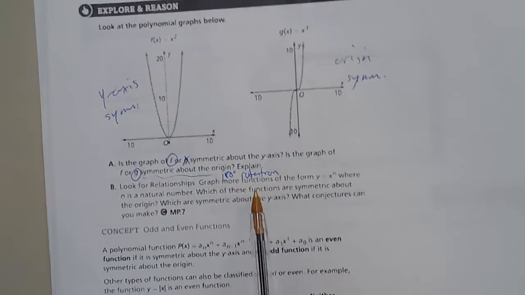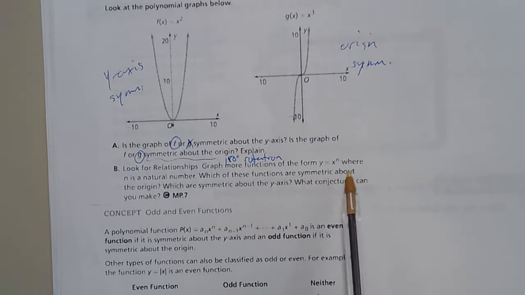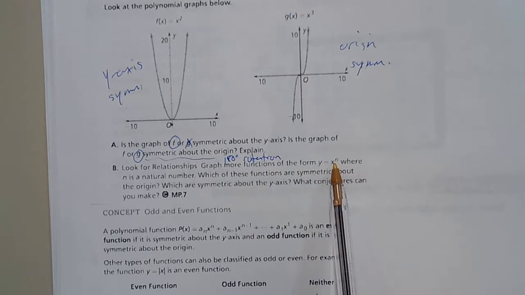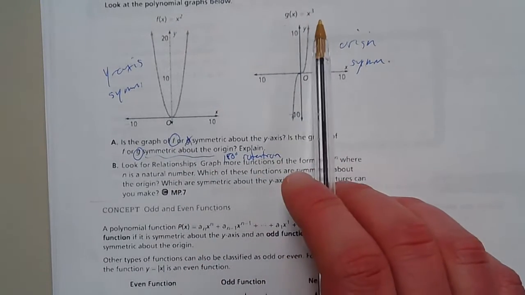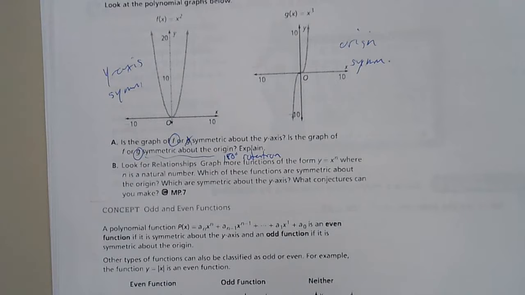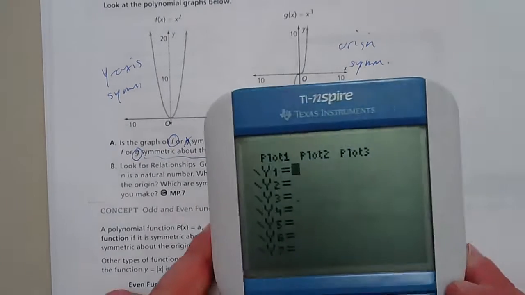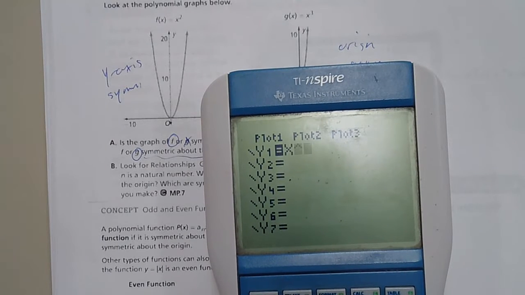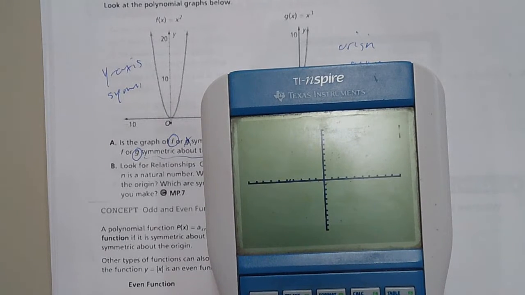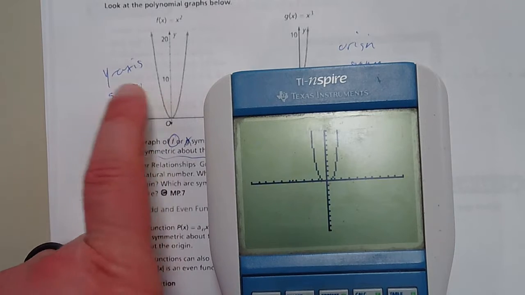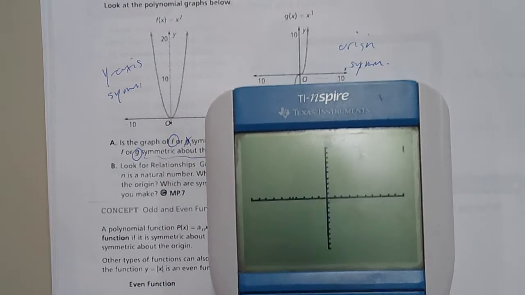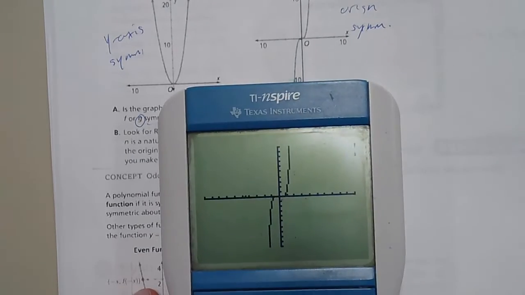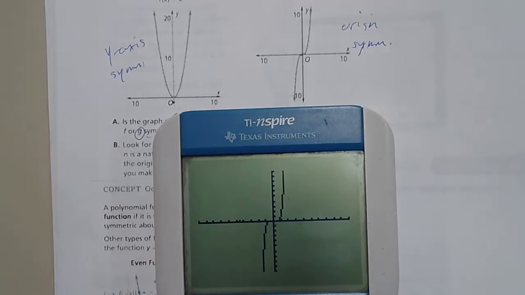Part B says graph more functions that are in these formats where n is a natural number. So like x to the third, the fourth, the fifth, the sixth, because this was x squared and x to the third. So saying, what if you go x to the fourth, x to the fifth, and so on? What happens? So let's just take a quick second and do that. Let's look at x to the fourth. Okay, x to the fourth looks a whole lot like this. It's going to have y-axis symmetry. x to the fifth looks a whole lot like this. It's going to have origin symmetry.